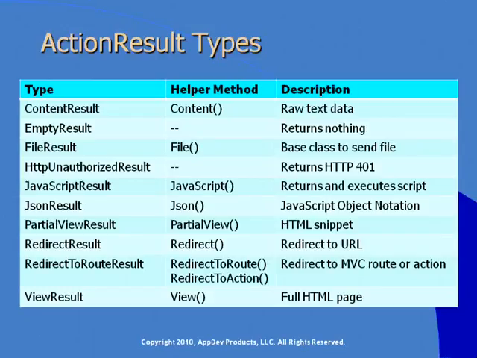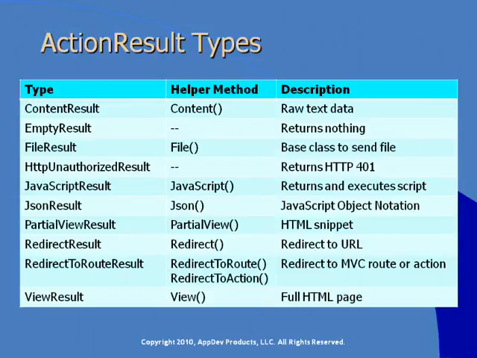The empty result is just that. It returns nothing to the browser. The file result is an abstract base class for sending a file to the browser. The derived classes from this action result can send the file, the contents of the file, or a file stream back to the browser. The HTTP unauthorized result returns an HTTP 401 unauthorized status error as a result of an unauthorized HTTP request. You can use this action result when the user requests some page that they're not authorized to see.